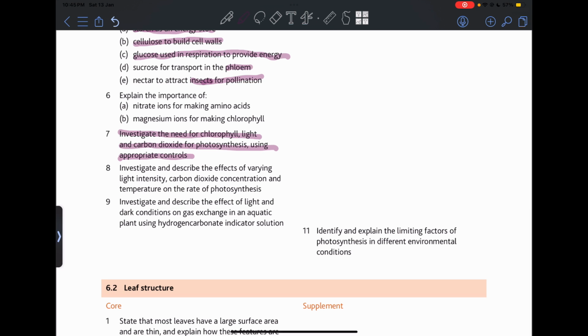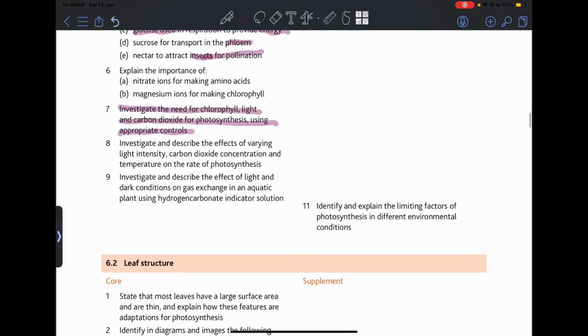plant using hydrogen carbonate indicator solution. So if there is dark conditions, then there will be no photosynthesis, of course, because there is no light, and we know that it requires light and carbon dioxide. So there will be no light, so it will respire. It will not make any photosynthesis. It will respire and it will break down the starch so that it can release energy for itself. So this is what happens to the plant if it's in a dark solution. And you also have to know the colors of the hydrogen carbonate indicator.